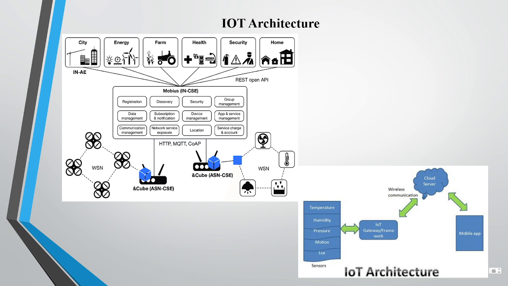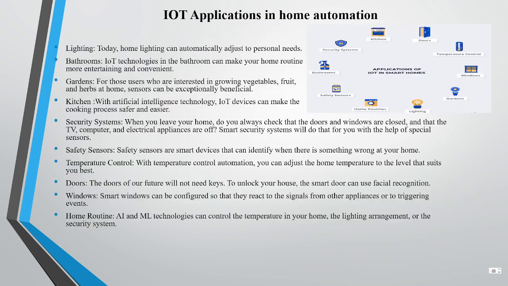So this is the basic architecture, where temperature, humidity, pressure, motion and lux are the sensors we used, and there is a gateway. Through that gateway framework, the data will go to the cloud server and then to the mobile applications. I hope you understood what the architecture of IoT is.